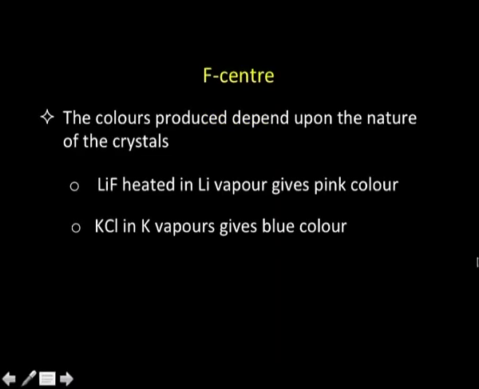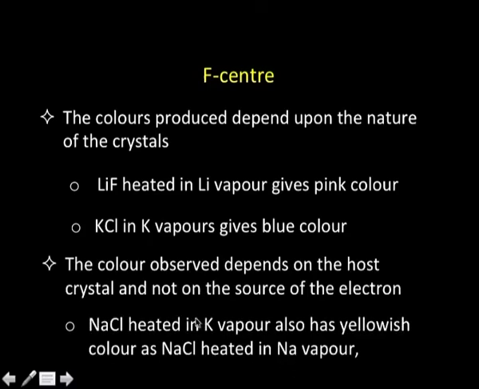The color observed for an F center, because we said an F center can be created by taking any alkali halide and alkali vapor. We took the example of sodium chloride and sodium vapor. We can have, say, lithium fluoride and lithium vapor, and we find that we get pink color, or if we take KCl and potassium vapors, we get blue color. That means the color produced will depend on the nature of the crystal. In lithium fluoride and KCl we got different kinds of colors. For sodium chloride we get a yellow color.